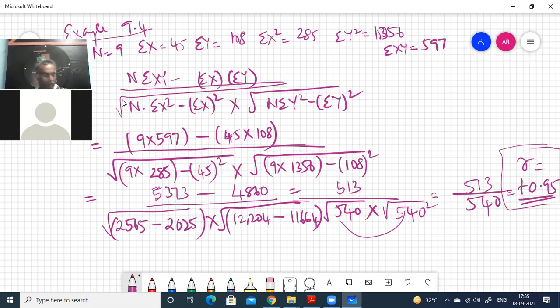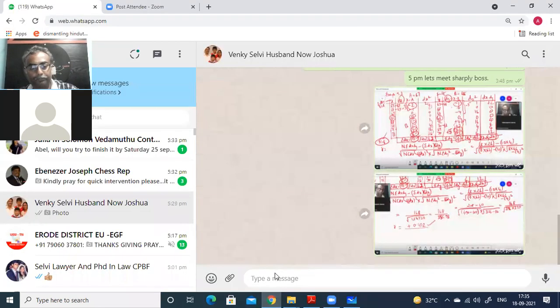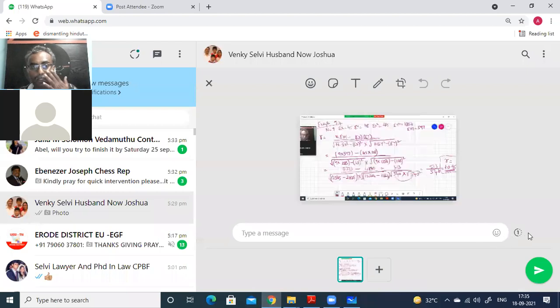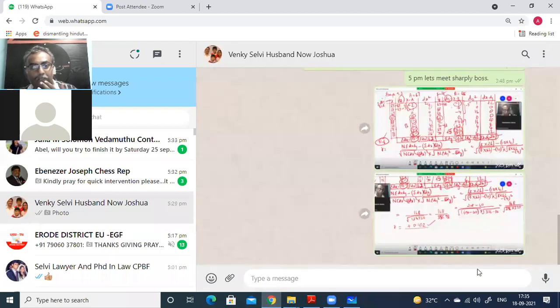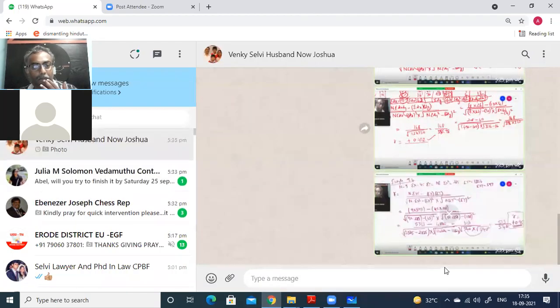You understood now. Your textbook is not giving all the steps, but all the steps are in the calculator. You do your calculation properly, you will get this properly. That's all. So this one also I am putting in the WhatsApp. Everything depends on calculation, man. Okay, uncle. Everything depends on calculation.